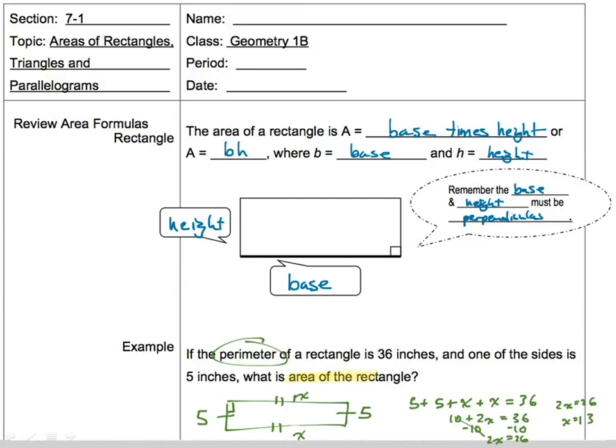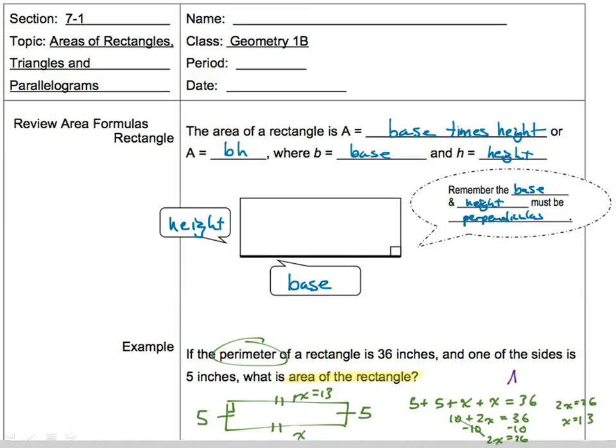You always need to go back and double check. Make sure you know what the question is asking. You know how many students will just box this as their answer and be like, yay, I'm done. No, you're not done, because that is not the answer. You put 13 right here, and now you can figure out the area.